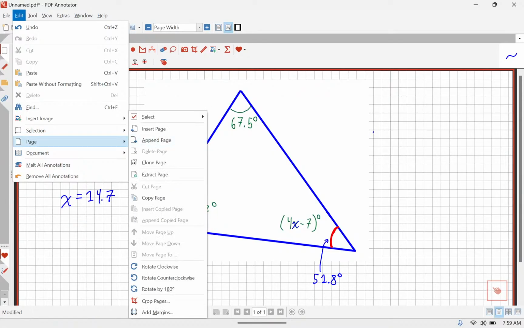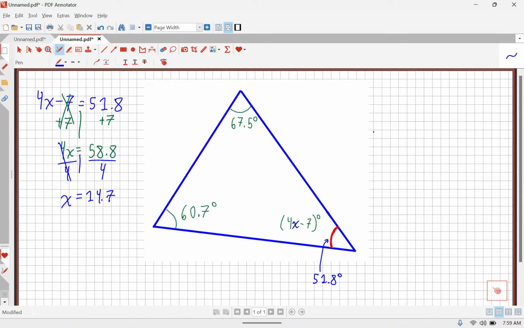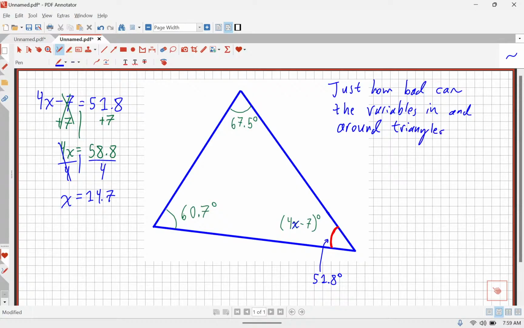All righty, guys. What is our first essential question? It's really hard to see from that angle. Barry, what's our first essential question today? Just how bad can the variables in and around triangles get?